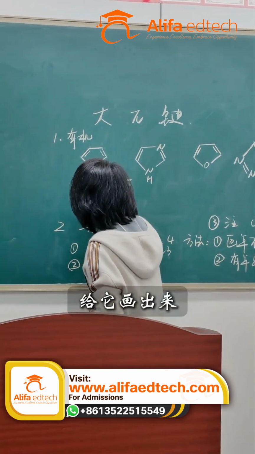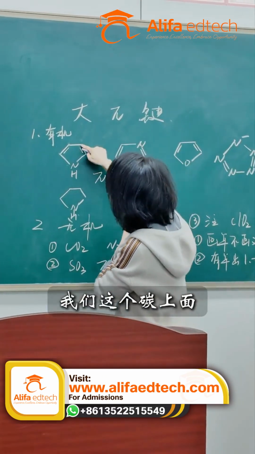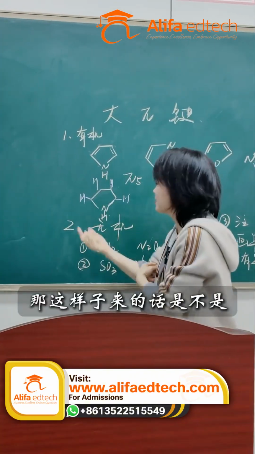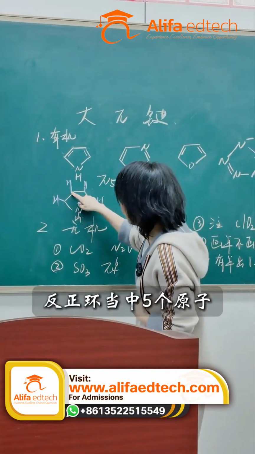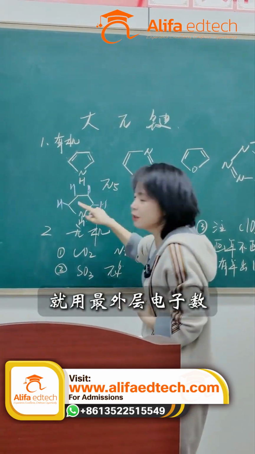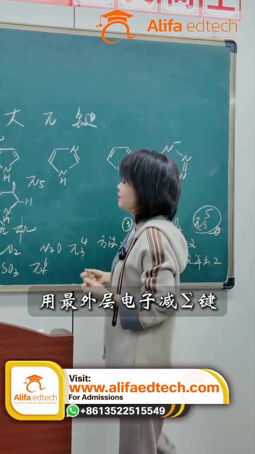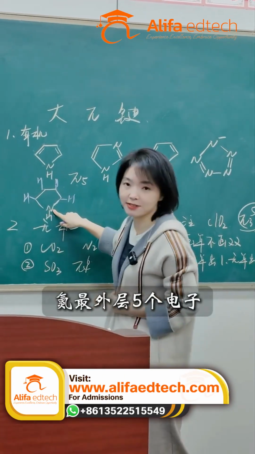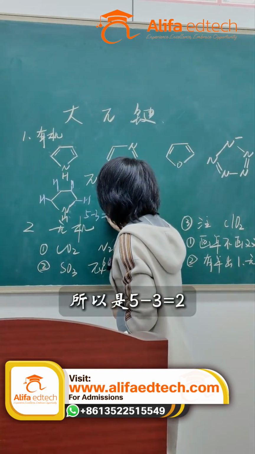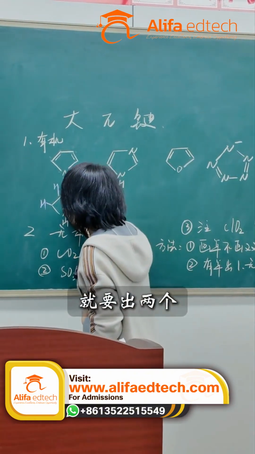I'll draw all the single components, but don't forget, kittens, there's also hydrogen on this carbon, so we need to draw the hydrogen too. So in this case, isn't it? The ring already has 5 atoms. How do we count electrons? Use the outermost electron layer, subtract the number of sigma bonds: outermost electrons minus sigma bonds. Nitrogen has 5 electrons, forming 1, 2, 3, 3 sigma bonds, so 5 minus 3 equals 2. When it equals 2, it's an even number. Call out 2 to form the large bond.